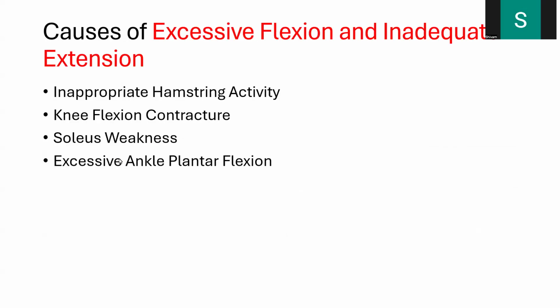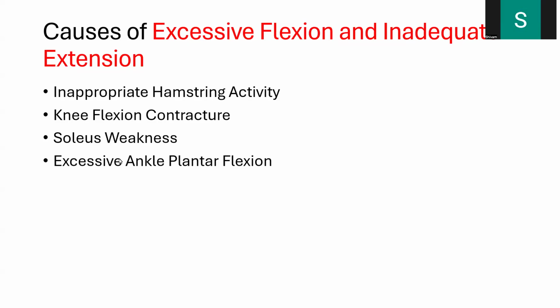Then coming to causes of excessive flexion and inadequate extension. Previously we were discussing inadequate flexion and excessive extension. Here the causes are inappropriate hamstring activity, knee flexion contractures, soleus weakness, and excessive ankle plantar flexion.